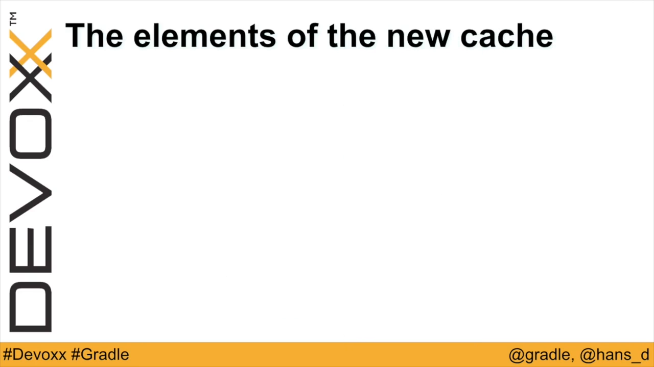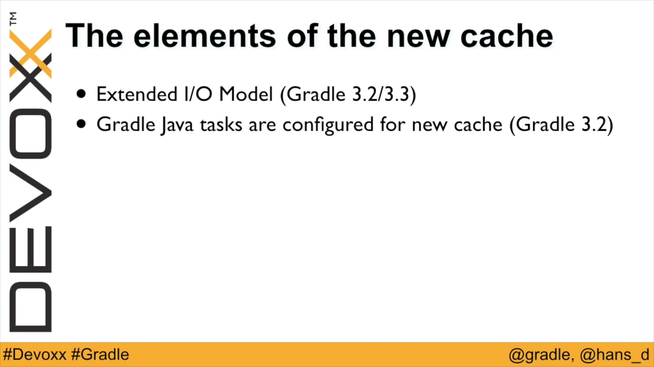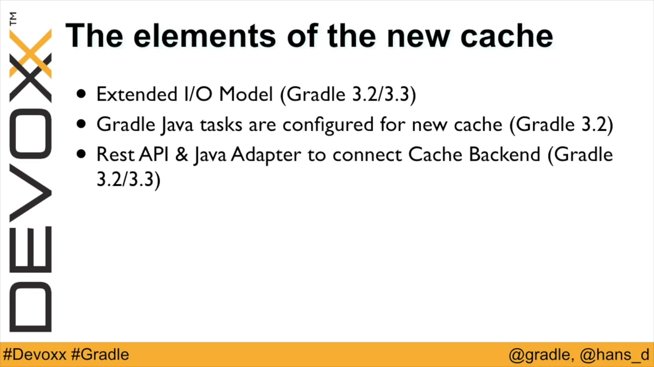So what are the elements of the new cache? I talked about the extended I/O model. Most of that is already in 3.2. It will be finalized in 3.3. The Gradle Java tasks are already configured for the new cache. The native tasks, not yet. There are some other tasks that are not yet configured out of the box. Then a REST API and Java adapter to connect a cache backend with the Gradle Distributed Cache API.